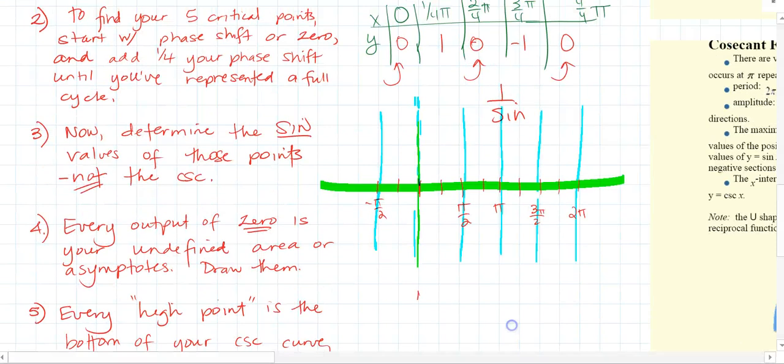Now remember, everywhere I found a 0 on my chart, I just did the sine, I created a vertical asymptote. Everywhere I see a maximum value of 1, that is now the bottom of what looks like sort of a parabola. So let's say this is the 1, and let's call this a -1. So at 1/4 pi, which is right here, the 1 is the bottom of this asymptotic graph. And so it is here.